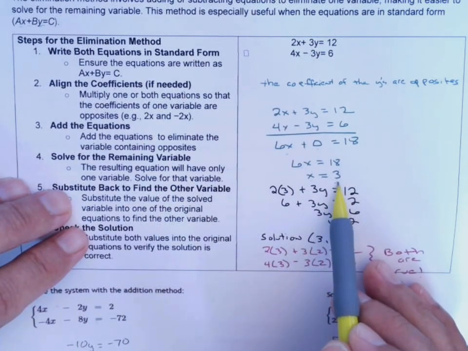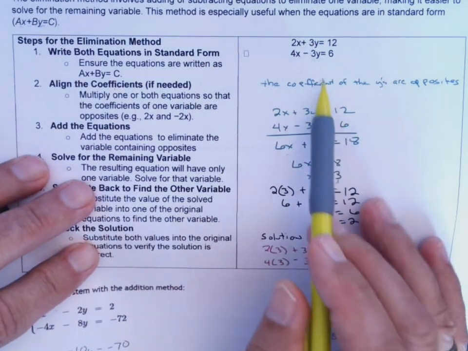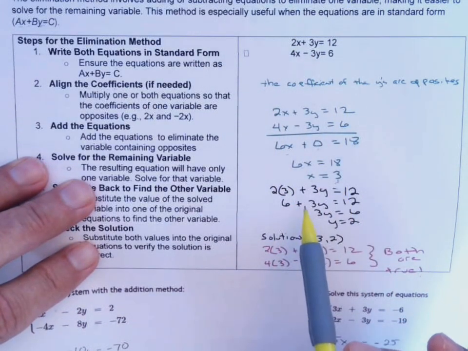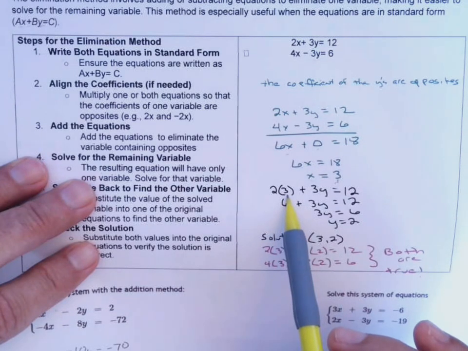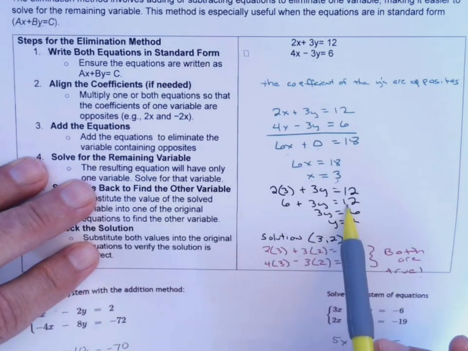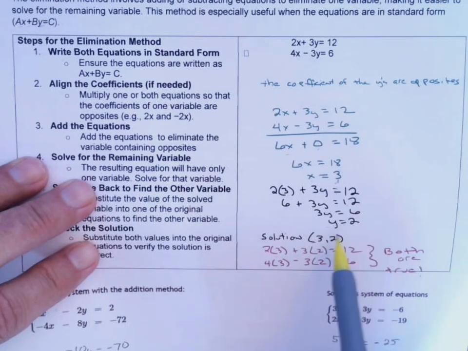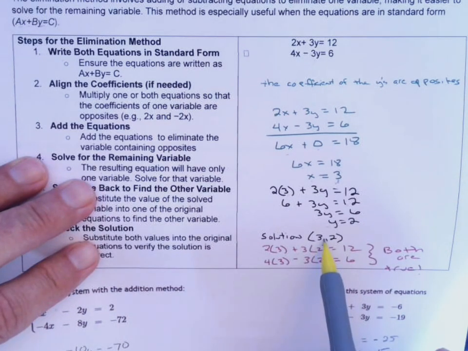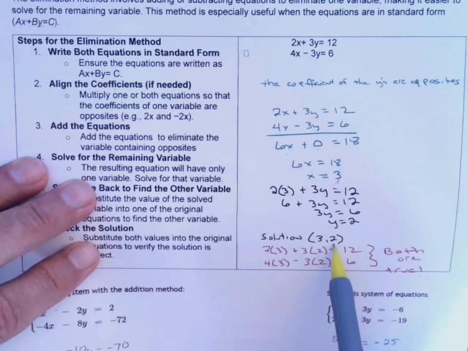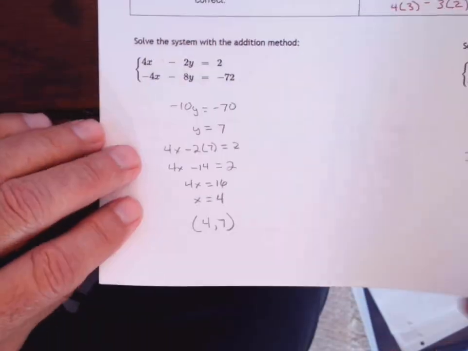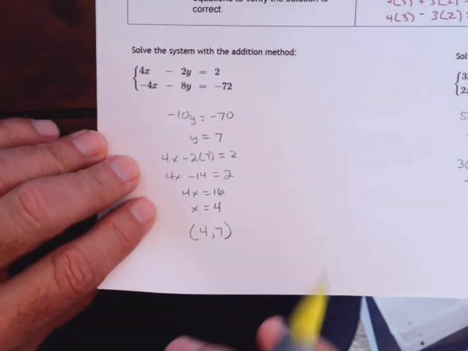Once I know the value for x, I can go back up and replace x in either equation and solve for y. So I substituted it into the first equation. So 2 times 3 for x plus 3y is equal to 12. And you can see that very easily and quickly I can solve it for y. So there's my solution, 3 for x, 2 for y. And if you check your solution, you'll see both are true. So really, really easy, especially if you already have opposites.